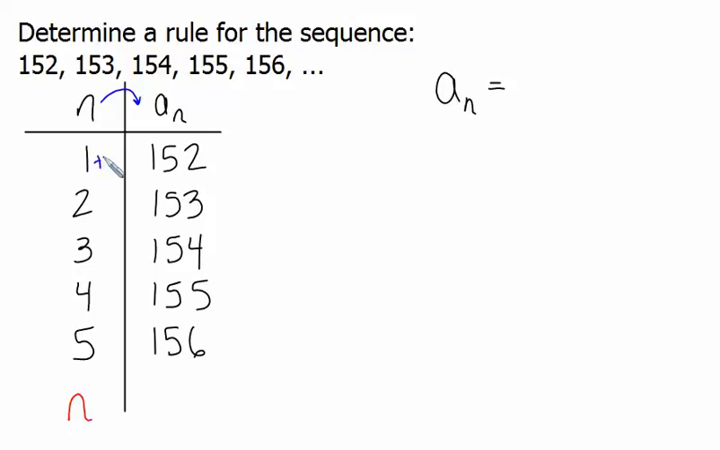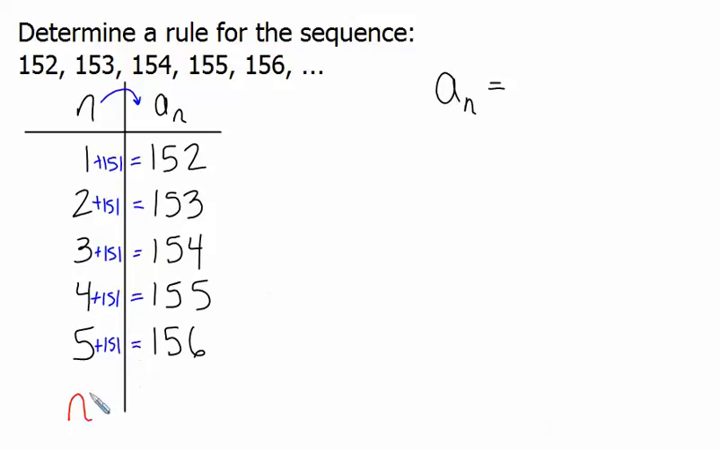This one, hopefully you see it. If we add 151 to 1, we get 152. Adding 151 to 2, we get 153. Adding 151 to 3, we get 154. Adding 151 to 4, we get 155. And adding 151 to 5, we get 156.